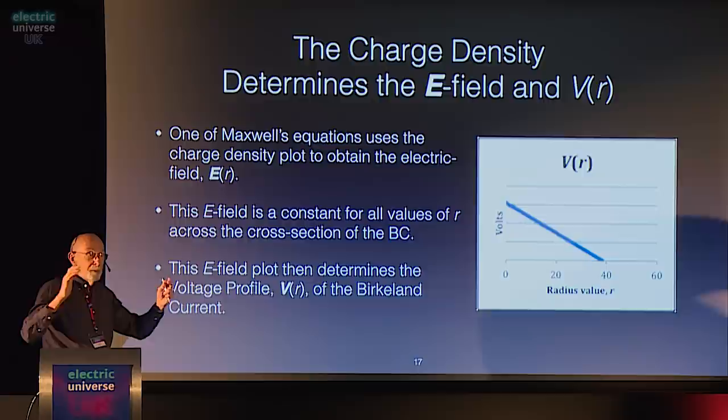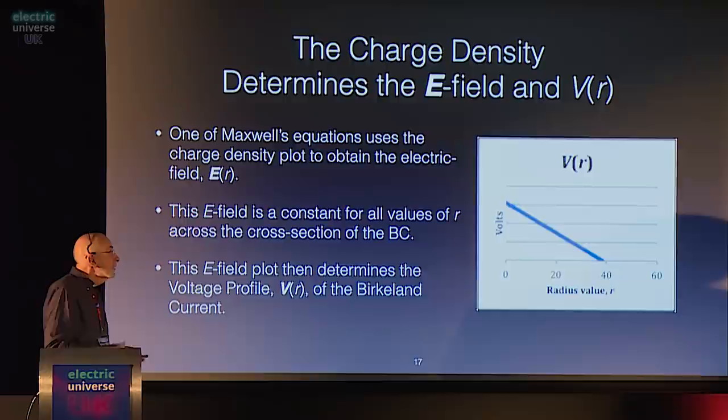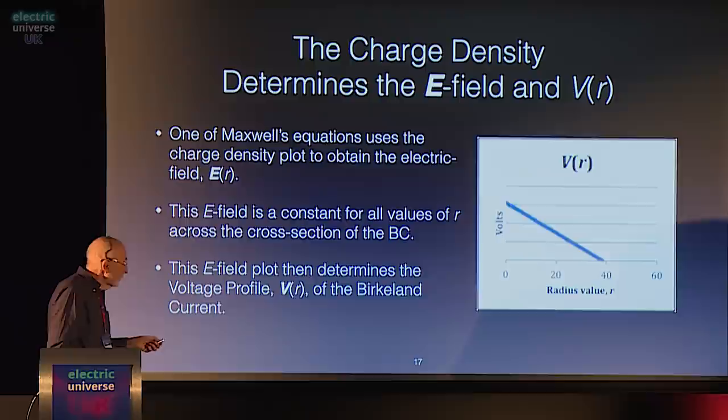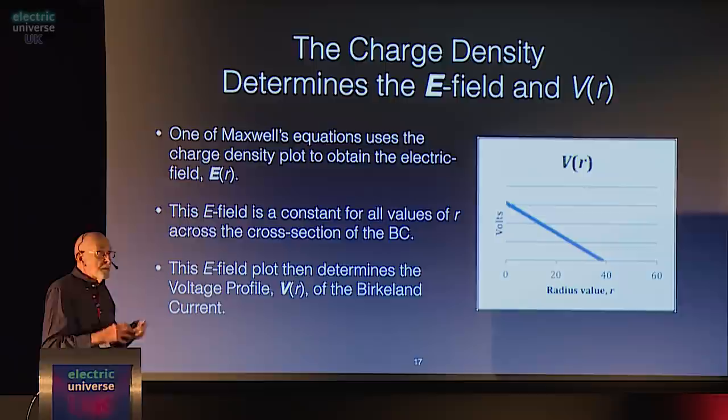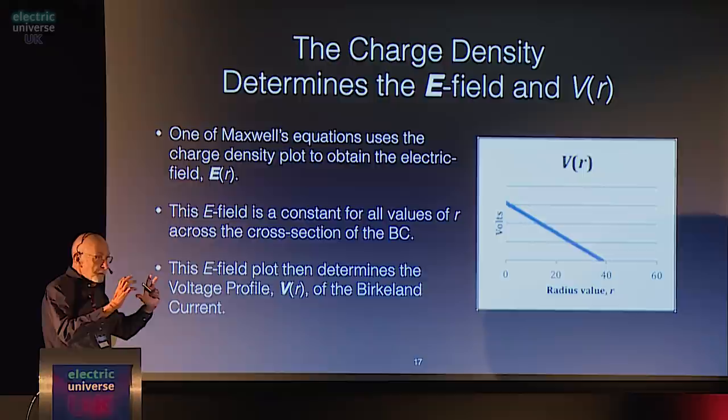Well, just as before, if these accelerated charges coming down the chute here collide with neutrals out here in the periphery, or just beyond the periphery of the Birkeland current, there's collisions and there's turbulence, and that's temperature. So this result says that the periphery of a Birkeland current should be hotter than the center.